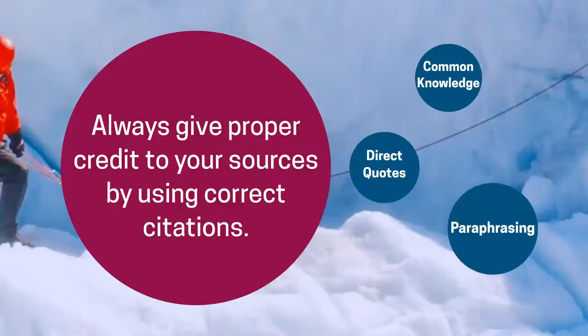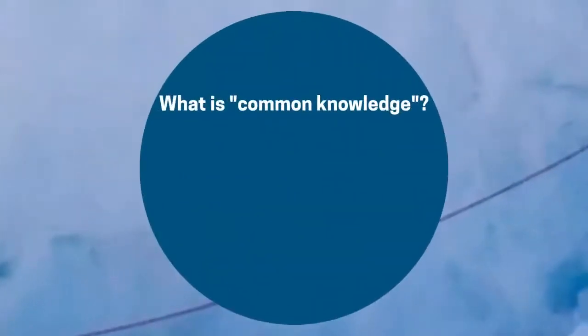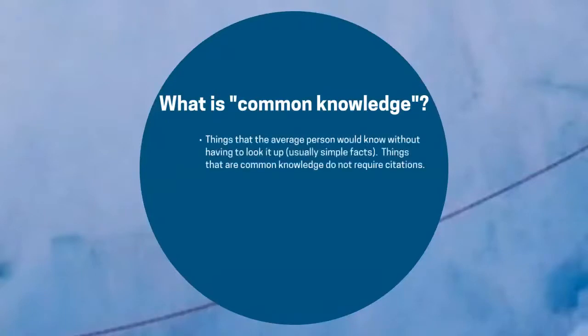Before we talk about exactly what citations are and how you use them, there are a couple of things that we need to talk about in terms of what needs a citation and what doesn't. So when it comes to things that are considered common knowledge, those are the things that an average person would know without having to look them up, and they're usually just simple facts. State capitals, government officials. Most people know these things without having to look them up, and so they're considered common knowledge and they don't require citations.